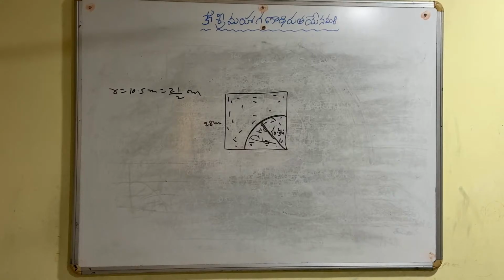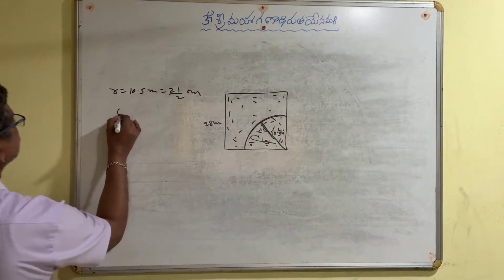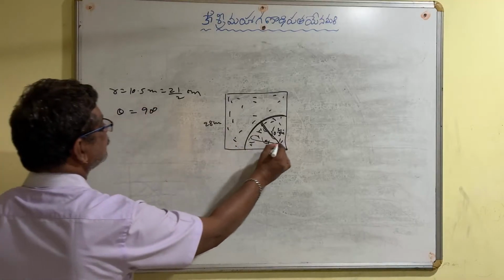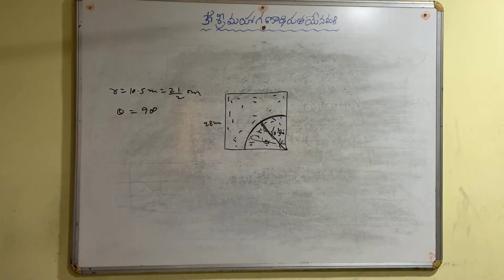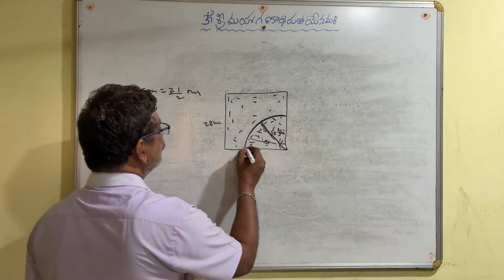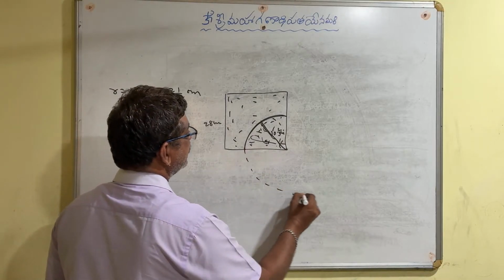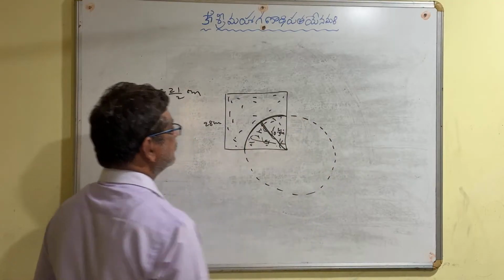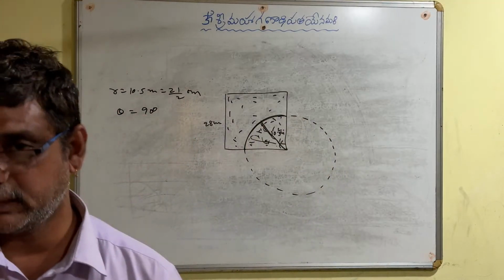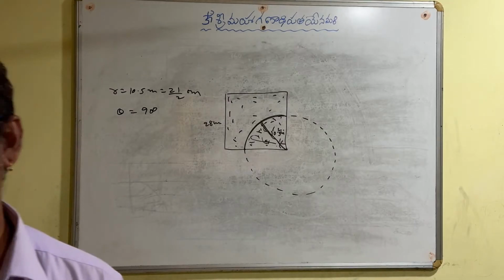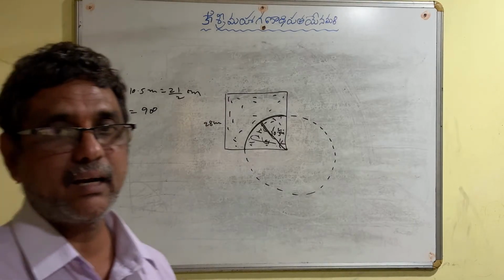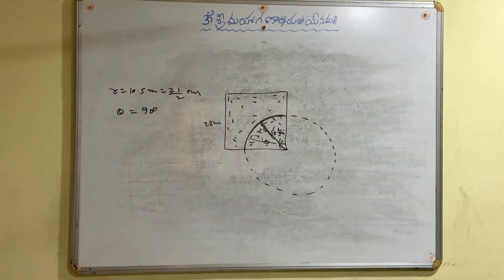Now, what will be the sector angle? 90 degrees. Why 90? It is a square field. Actually, the cow can go a full round. It can make a circle. The cow can make a circle, but why are we taking only a square sector here? Why not a circle? Why are we calculating only this area? Why? Anyone?